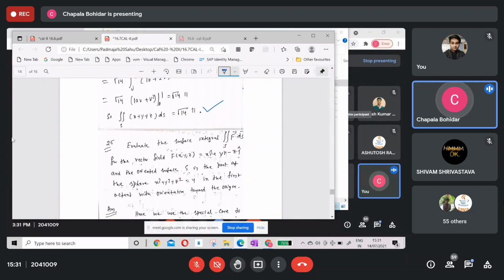Then the next question is question number 25. Evaluate the surface integral, double integration over the surface of the vector field F dot dS, for the vector field F(x,y,z) equal to x i cap plus y k cap minus z j cap, and oriented surface S is the part of the sphere given in the first octant with orientation towards the origin.